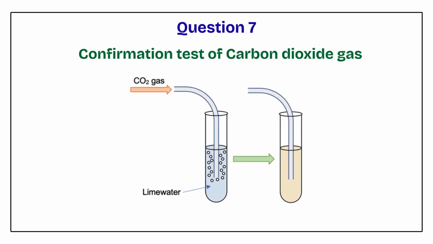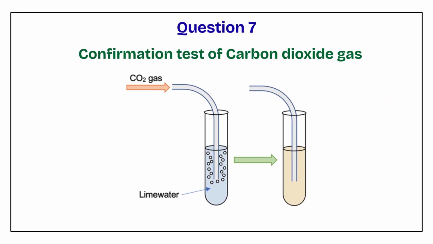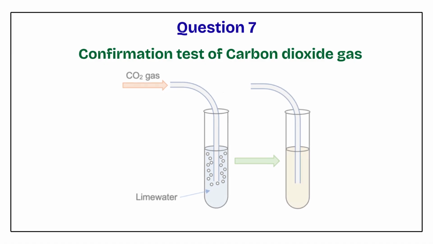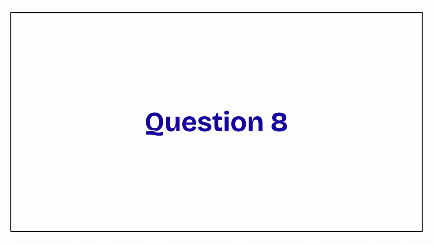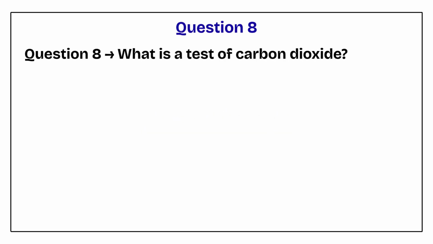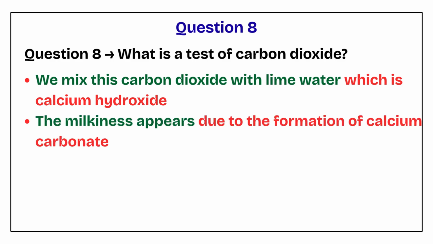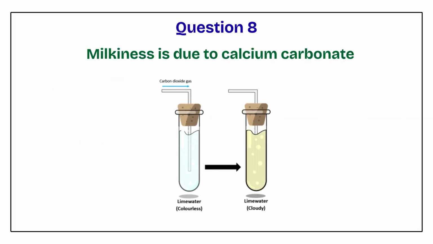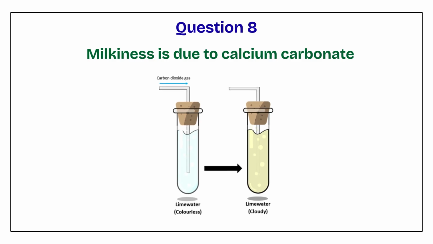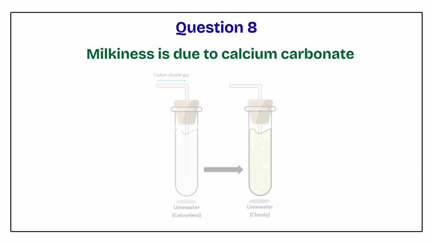To confirm that the gas produced is carbon dioxide, we test for carbon dioxide. So the next commonly asked question is, what is the test for carbon dioxide? We mix this carbon dioxide with lime water, which is calcium hydroxide, and milkiness appears due to the formation of calcium carbonate. Please note for the exam that the milkiness is due to calcium carbonate.